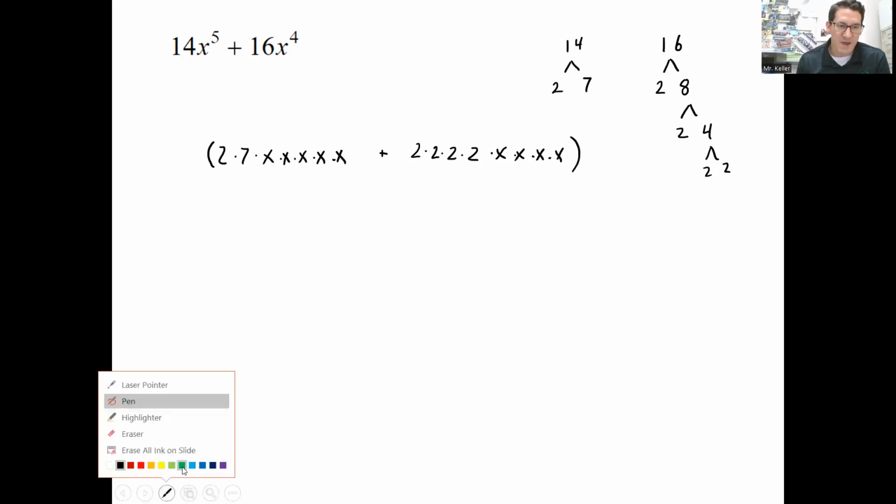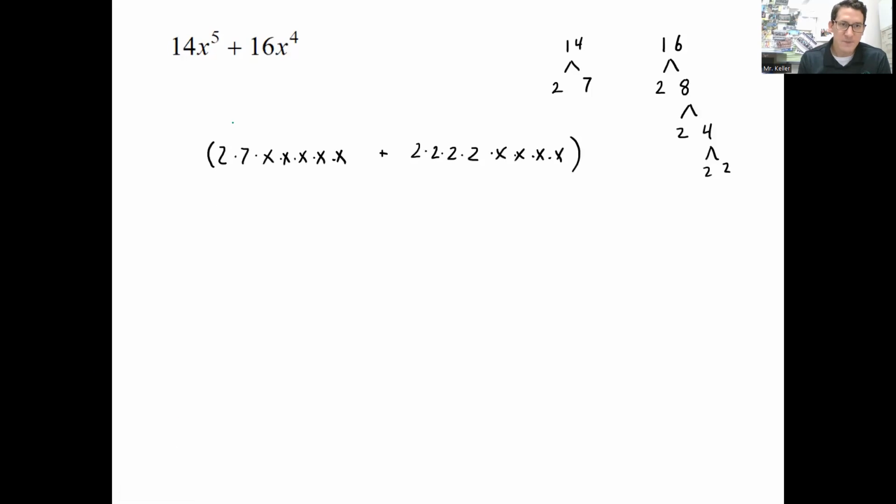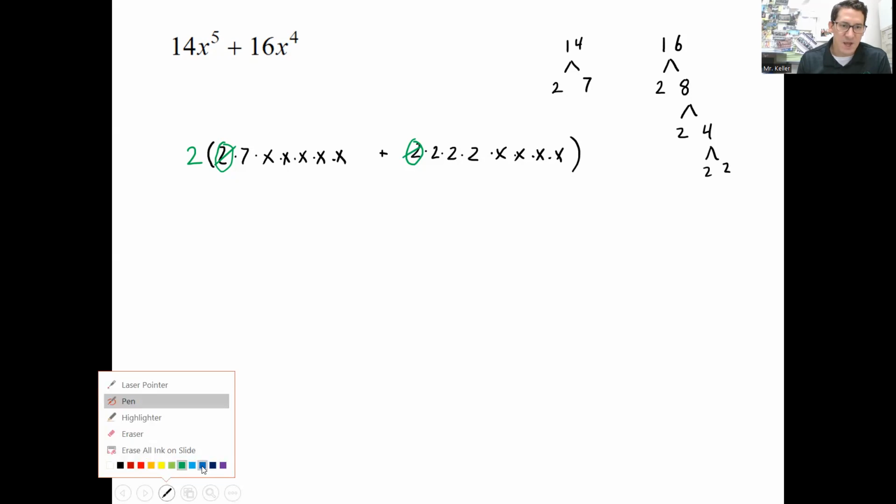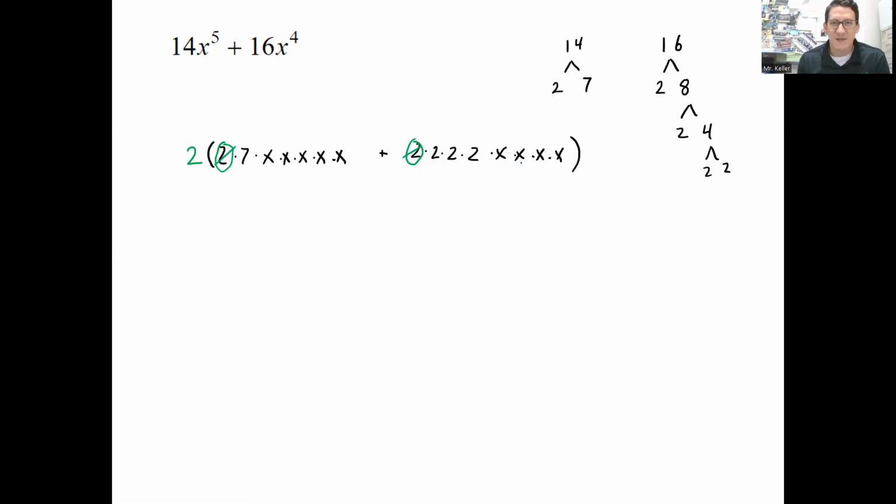Now I'm going to look for what they have in common. So they have a 2 and a 2, so I put a 2 on the outside. I'm going to just look at how many x's they have in common. This has a fewer one, so there's 1, 2, 3, 4. So they have 4 x's in common.